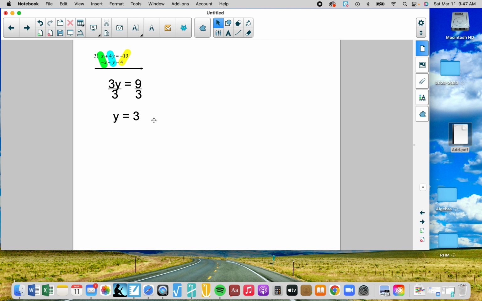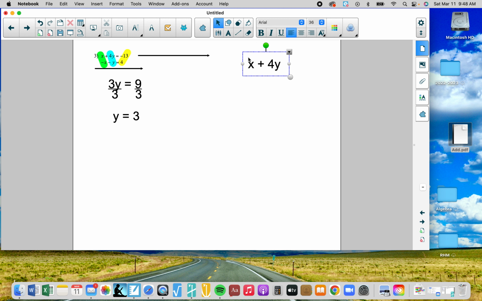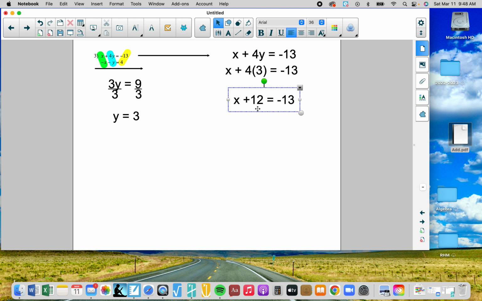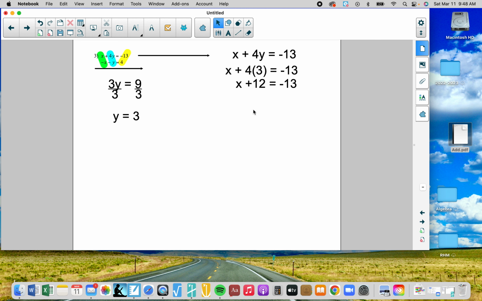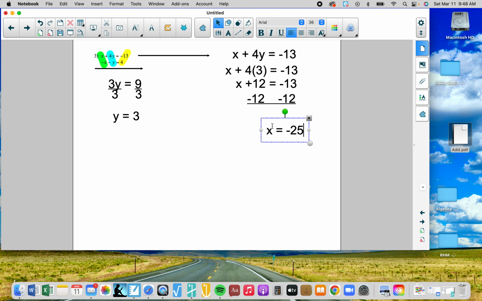Okay, I'm going to take the top one this time. And we have x plus 4y equals negative 13. My y value is 3. So x plus 4 times 3 equals negative 13. Simplify it. X plus 12 equals negative 13. We're going to subtract 12 from both sides. And we get x equals negative 25. Ooh, that's a big number.